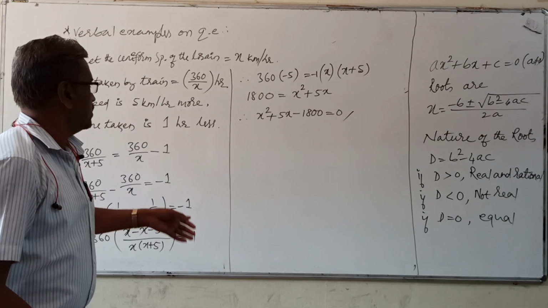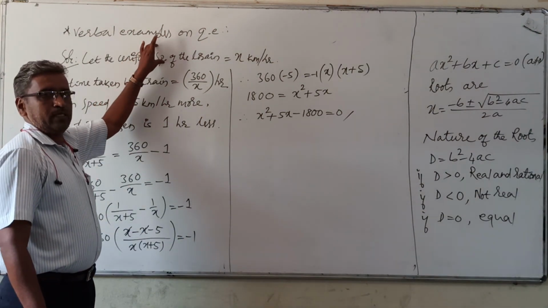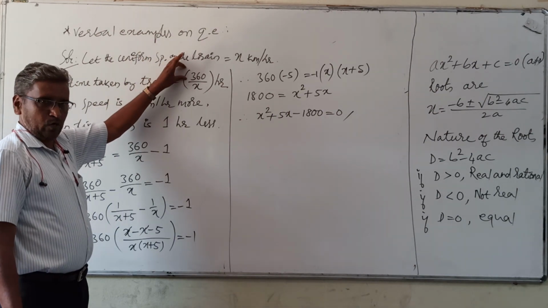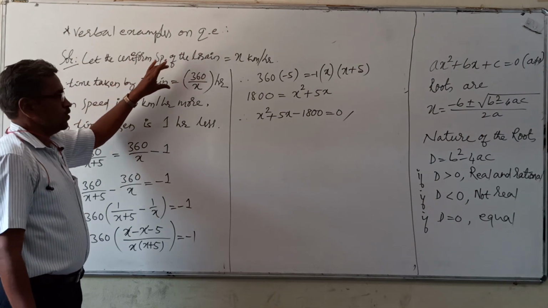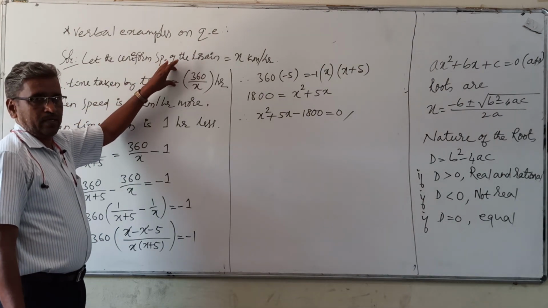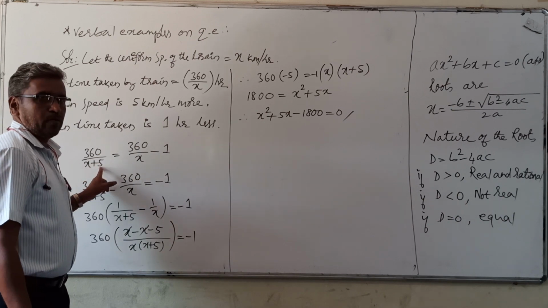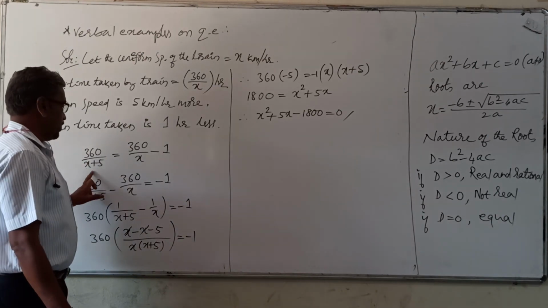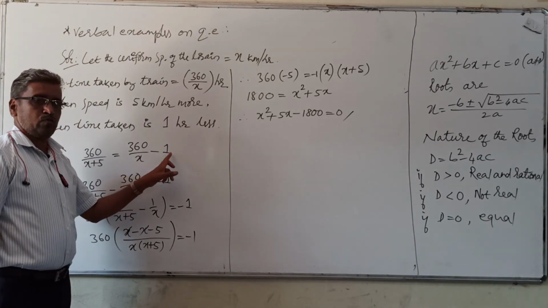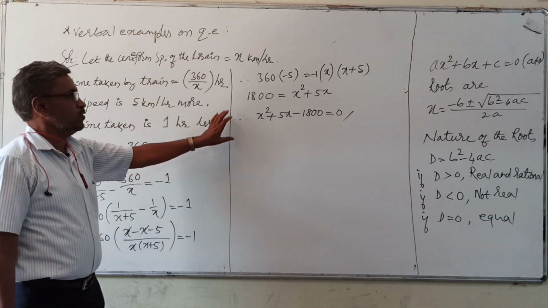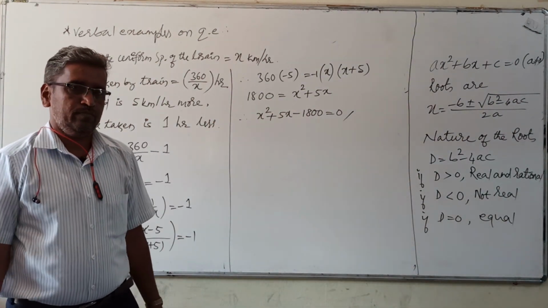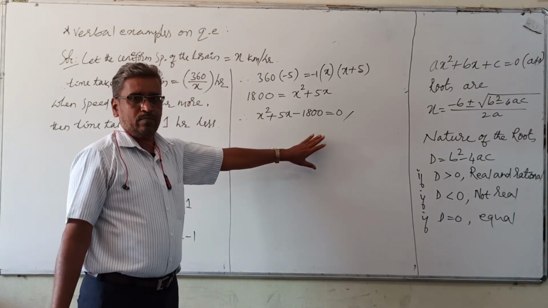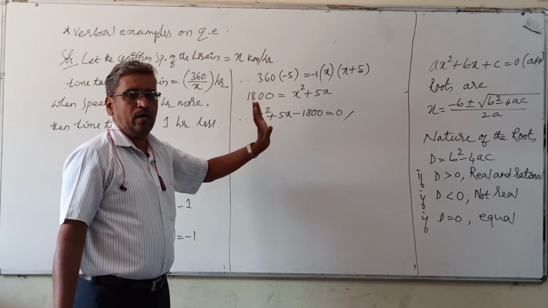Yes, once again those steps. Uniform speed is x km per hour. Distance covered is 360 km. Therefore, time taken equals distance upon speed. If it had 5 km per hour more, at that time 1 hour less. The relation gives 360 upon x plus 5 equal to 360 by x minus 1. So, simple simplification gives your standard form. So now here you can use the factorization method or formula method.